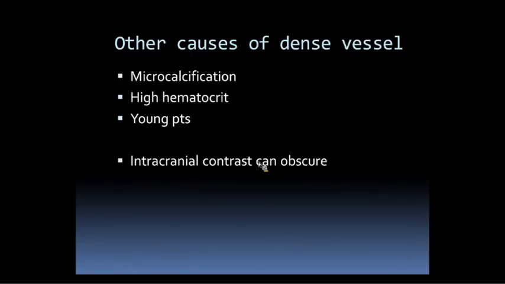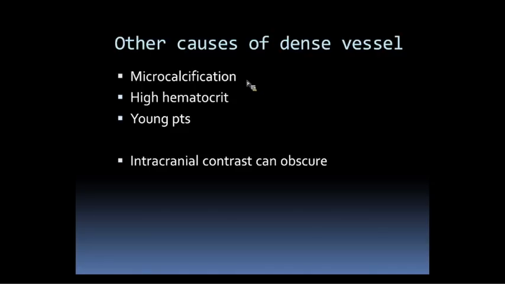So you do have to be a little bit careful with this sign. People, when they first start to look for the sign, definitely overcall it because it really has to be asymmetrically denser than the other side, and you can also use a basilar as a comparison. But you can have atherosclerotic microcalcification that can cause a vessel to look dense, and that's probably the most common false positive with this.